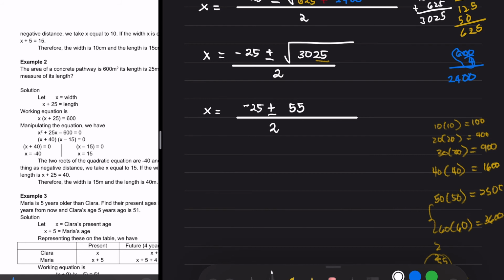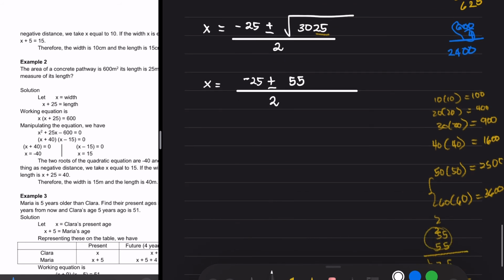All over 2. Pag ganyan, nag-estimate lang kayo. Tandaan nyo lang kapag mga by 10, ako ganun ang ginagawa ko. Nag-estimate lang muna ako ng by 10, and then, pag nakuha ko na yung in between, yun na. Okay?